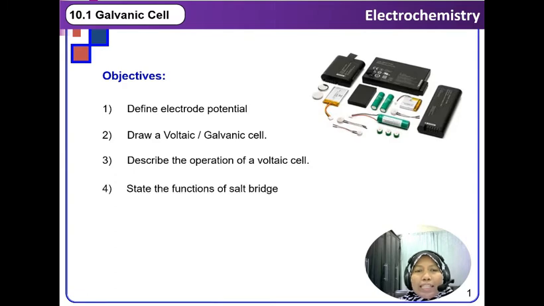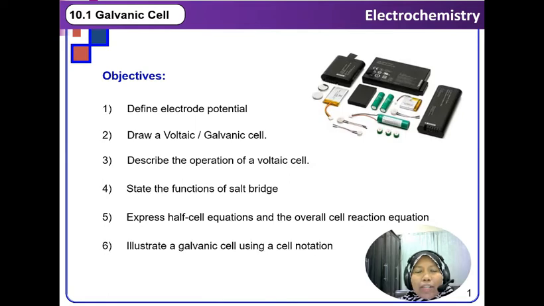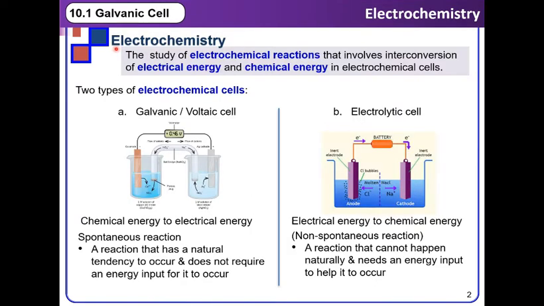Number 4, state the functions of salt bridge. Number 5, express half cell equations and the overall cell reaction equation. And the last one is illustrate a galvanic cell using a cell notation.